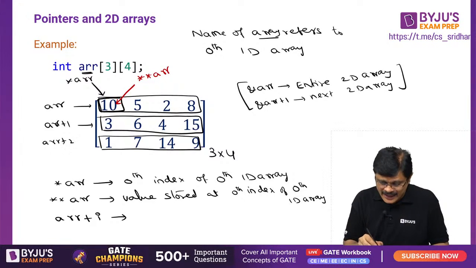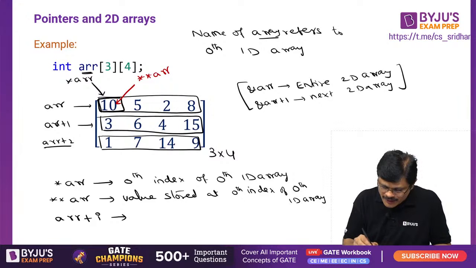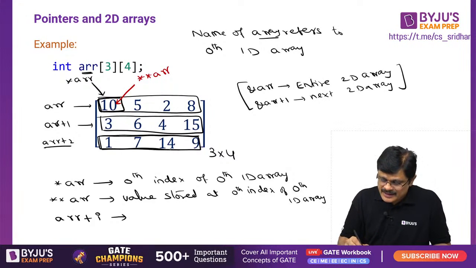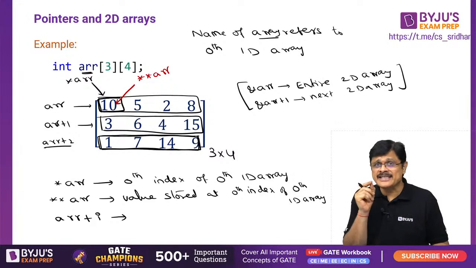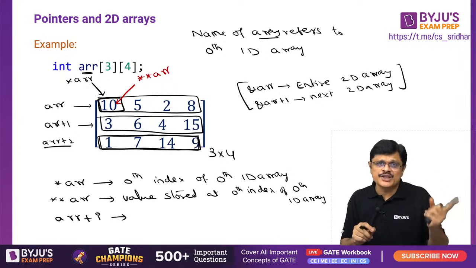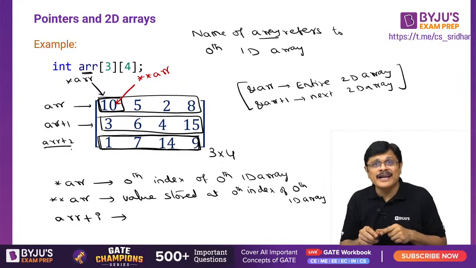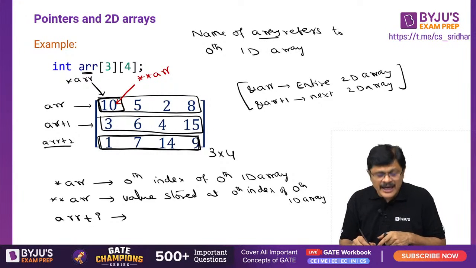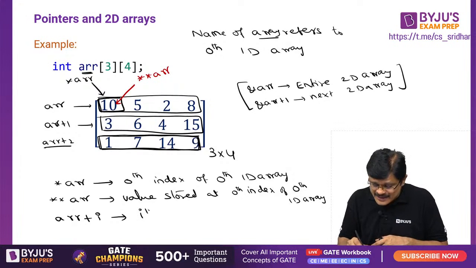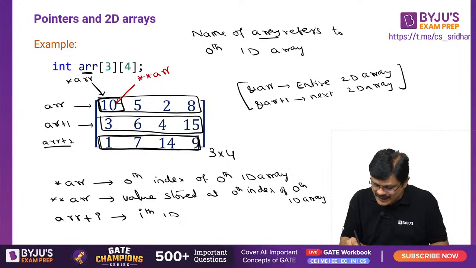For example, arr + 2 refers to what? It refers to the second one-dimensional array. When I say second, I mean starting from 0, sir: 0, 1, 2, like that. So similarly, arr + i refers to the ith 1D array, starting from 0.